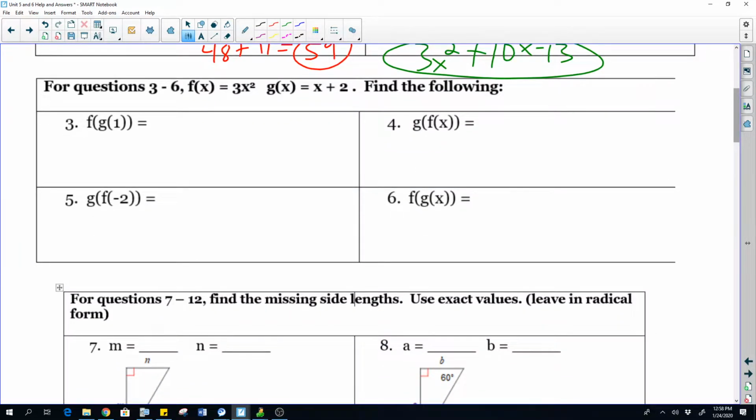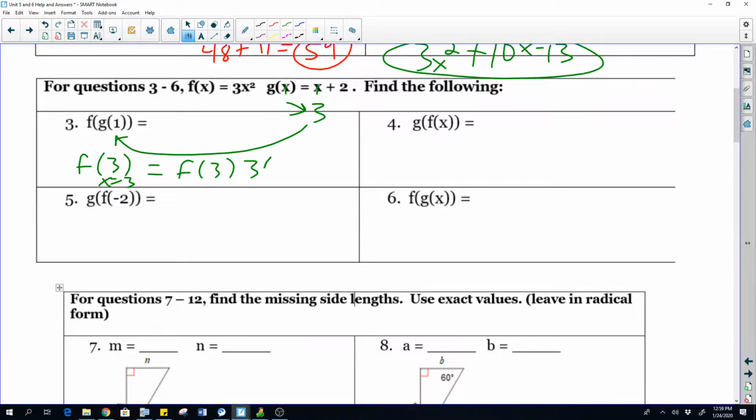Okay, so then use these functions for question 3 through 6. Going to be plugging in and then plugging in again. Compositions. So we're going to go to g of x and plug in a 1. And so 1 plus 2 is 3. And since g of 1 equals 3, we can now plug in that 3 here. So now we're doing f of 3, which is the same as x equals 3.